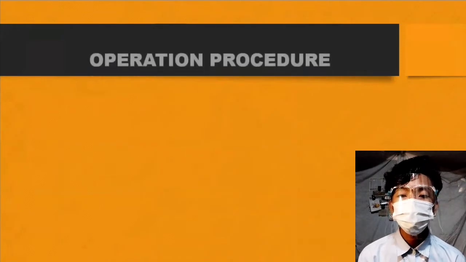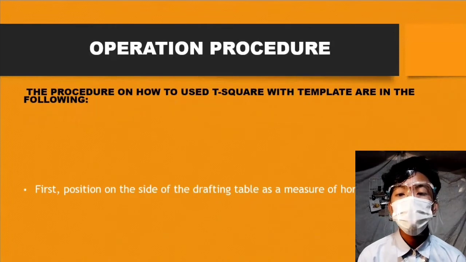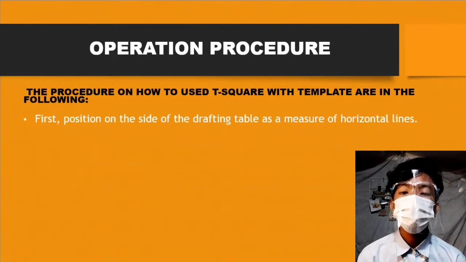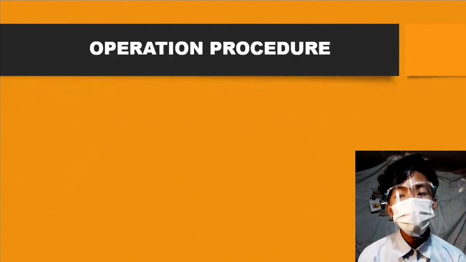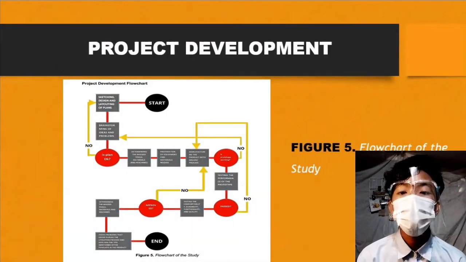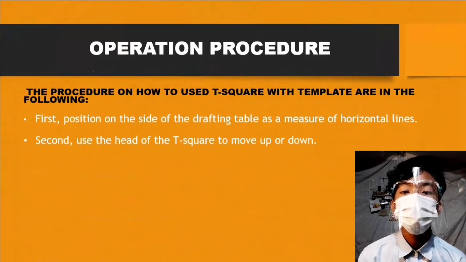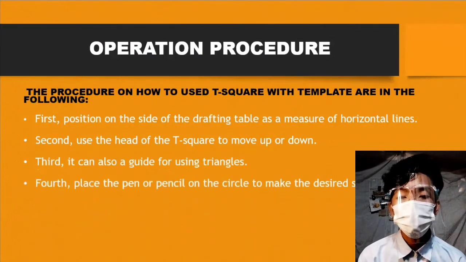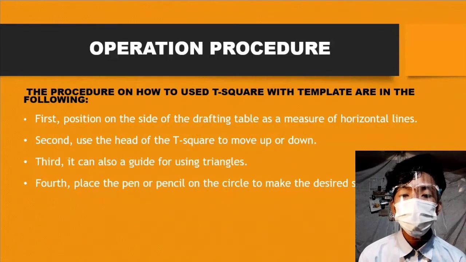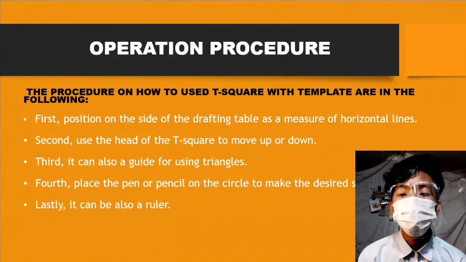Operation procedure. The operation procedure discusses how to use our product. First, position it on the side of the drafting table as a measure of horizontal lines. Second, use the head of the T-square to move up or down. Third, it can also be a guide for using triangles. Fourth, place the pen or pencil on the circle to make the desired size circle. And lastly, it can also be a ruler.